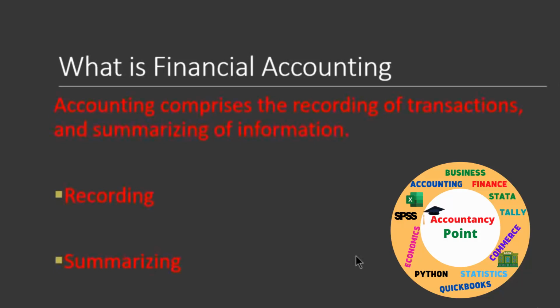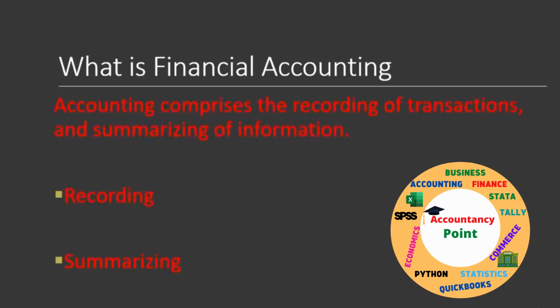Now, there are basically two things involved in financial accounting. The one is recording. Every time you make a business transaction, you need to make a record of that transaction. Any business would be buying goods or selling goods. Lots of transactions every day. Every transaction does need a record. And the second thing is summarizing.